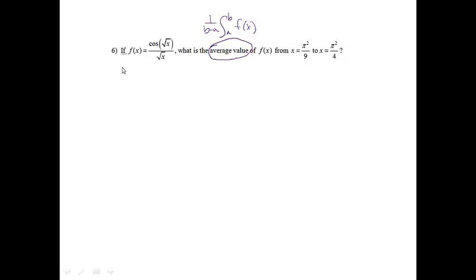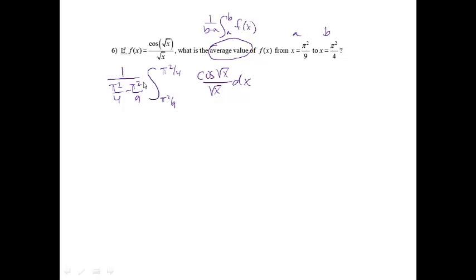Okay, so setting this up, I'm going to have 1 over b minus a. This would be my a, and this would be my b. So it's going to be pi squared over 4 minus pi squared over 9 times the integral from pi squared over 9 to pi squared over 4 of the cosine of the square root of x over the square root of x dx. All right, from here, unfortunately, this is a non-calculator problem, so we're just going to plug through and do the best that we can.